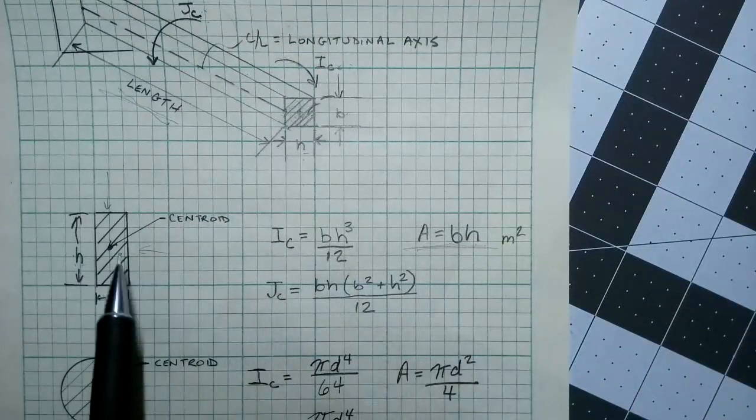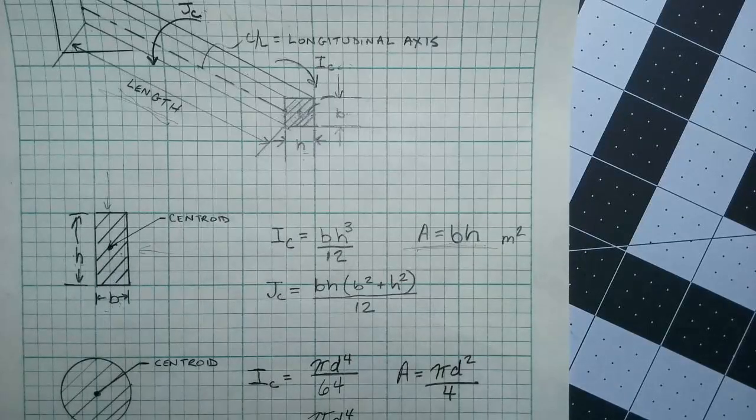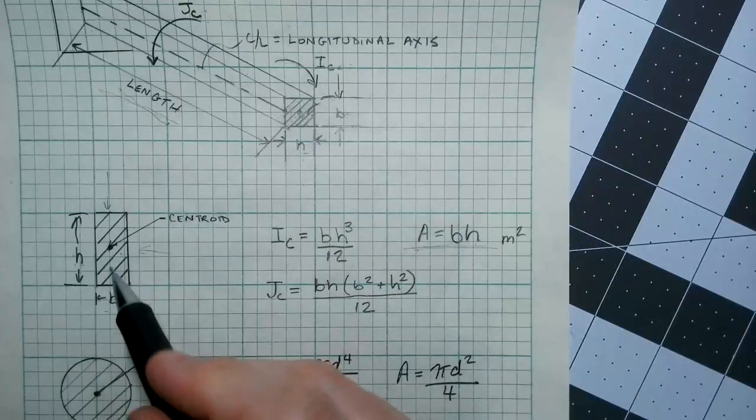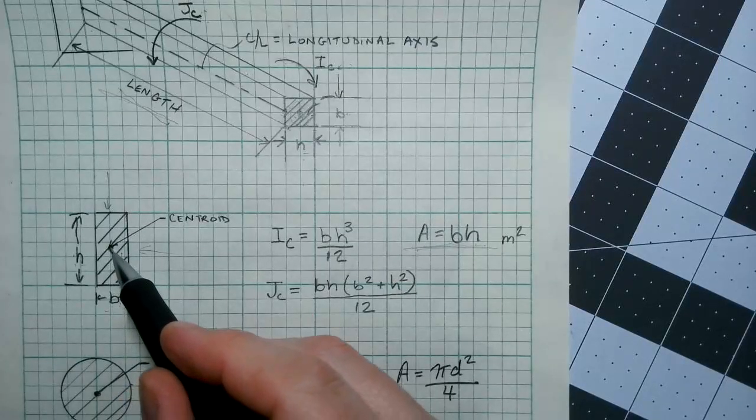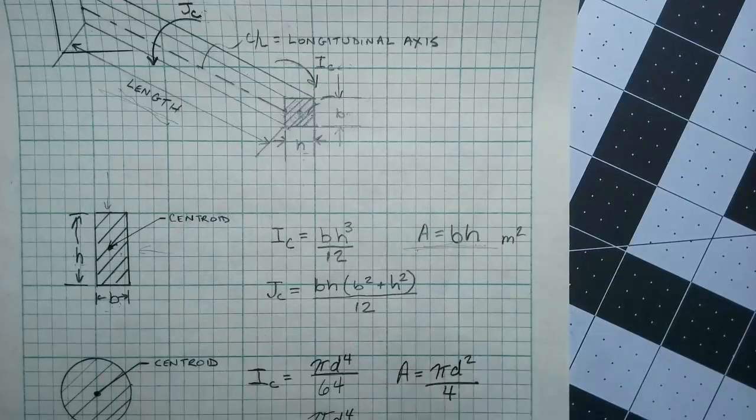So if we're going to find the second area moment of inertia, we can take the moment of inertia about any axis we choose. However, for almost all of our stress and strength of materials calculations, we are going to take the moment of inertia about the centroid of the object.